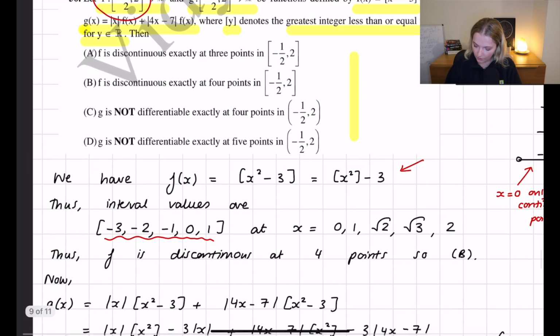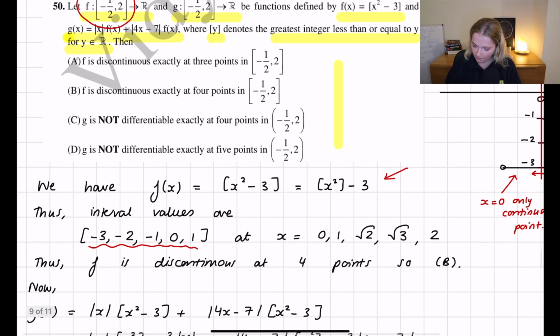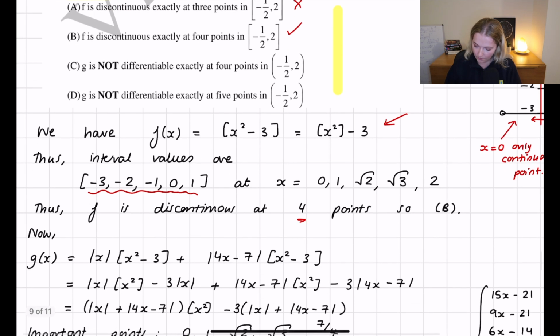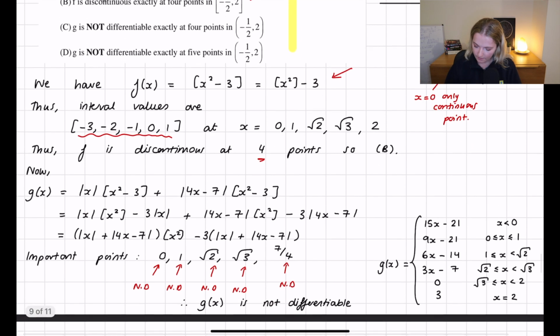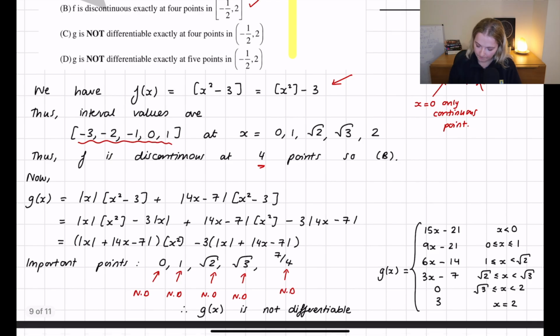Okay, so we can say that f is discontinuous at 4 points, which means a is not correct, b is correct. Okay, now we go on to the more tricky part, which is the value for g, which is given by this in the question. Now if we do some similar manipulation to what we did earlier with f of x, we can simplify this a little bit.